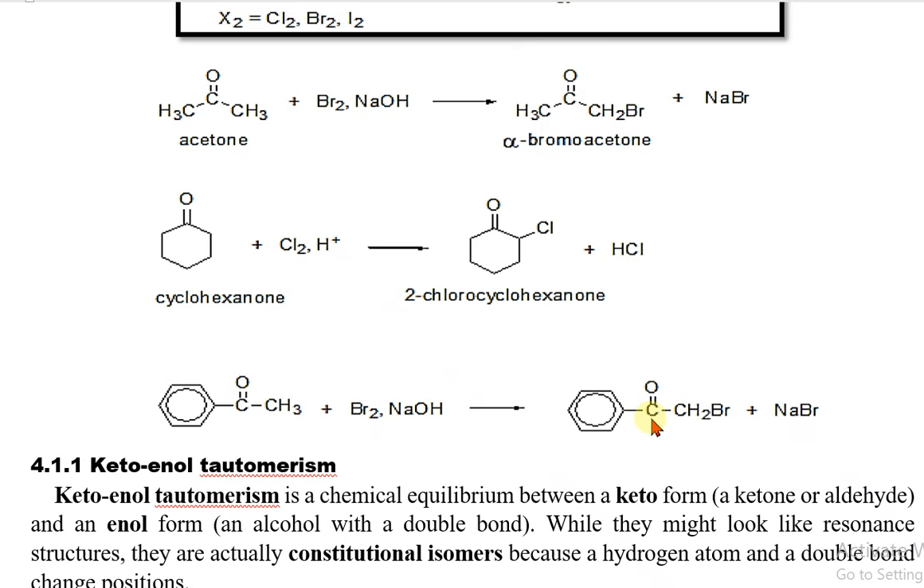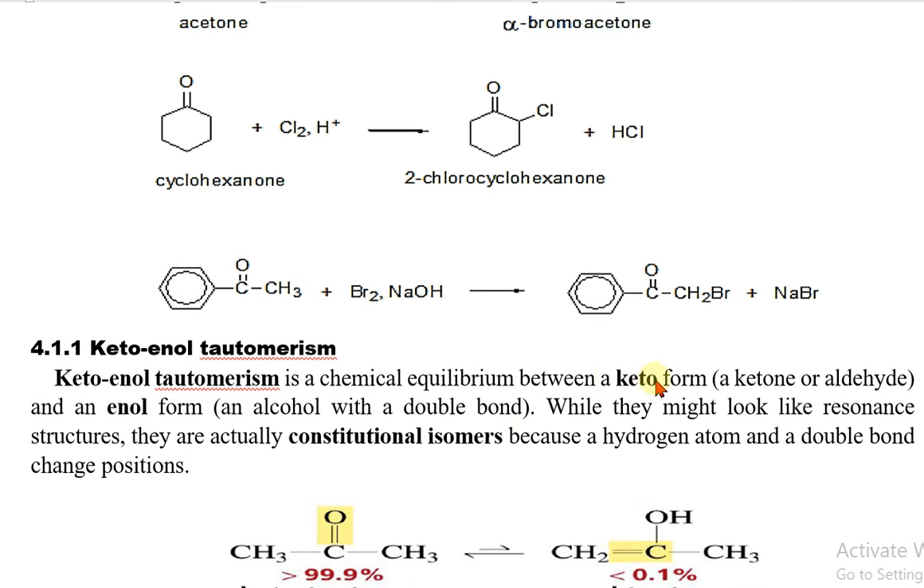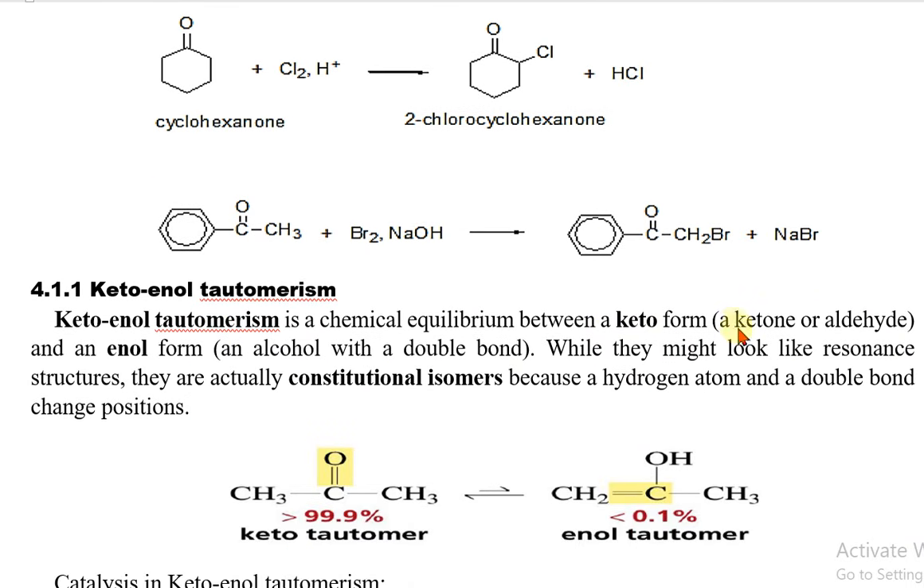This is the reaction. An important thing in this type of reaction is keto-enol tautomerism. Keto-enol tautomerism is a chemical equilibrium between the keto form of a ketone or aldehyde and the enol form. So this is the keto form, this is the enol form, an alcohol with a double bond. This alcohol with a double bond we call the enol form.